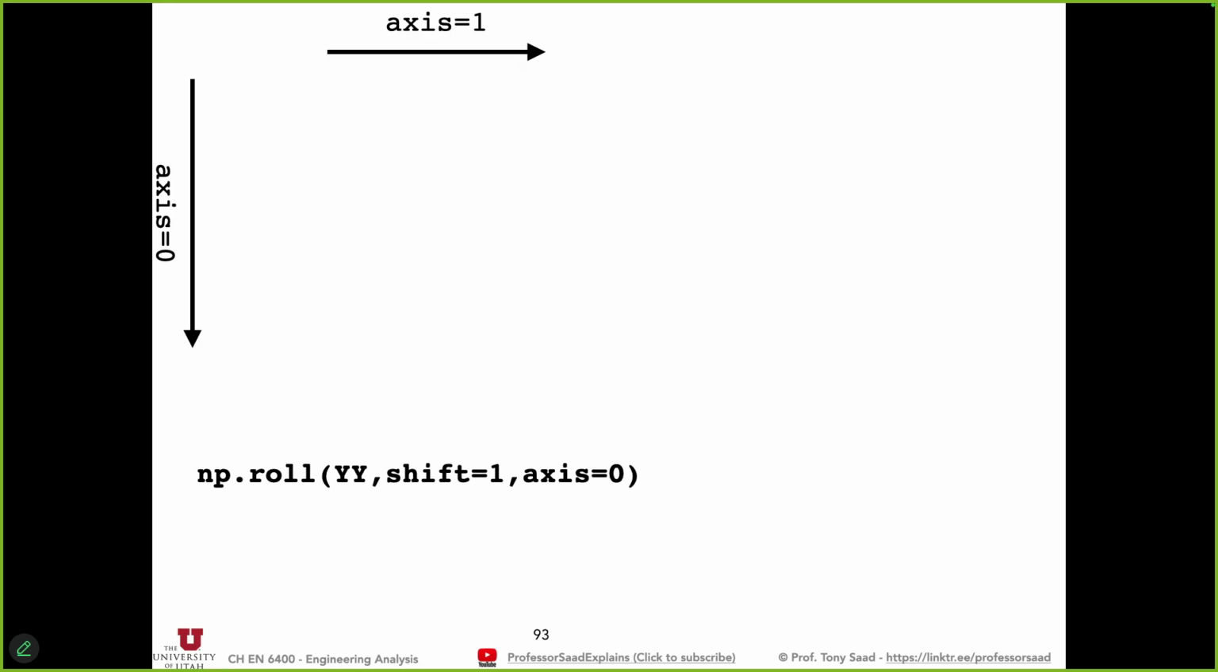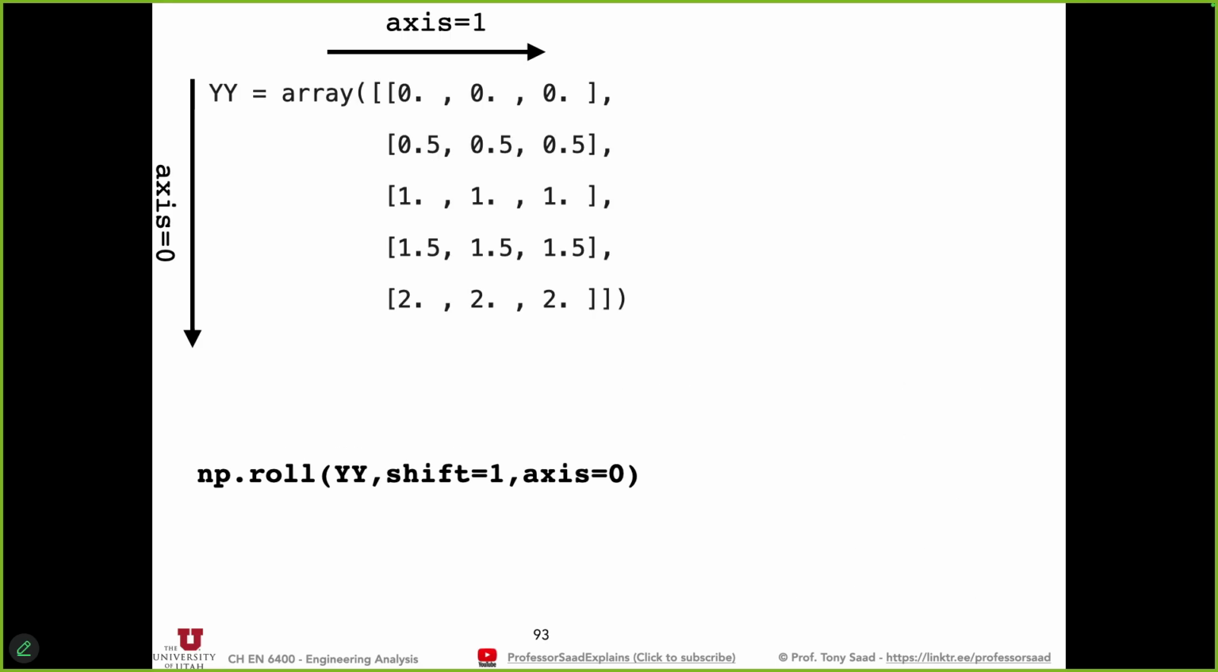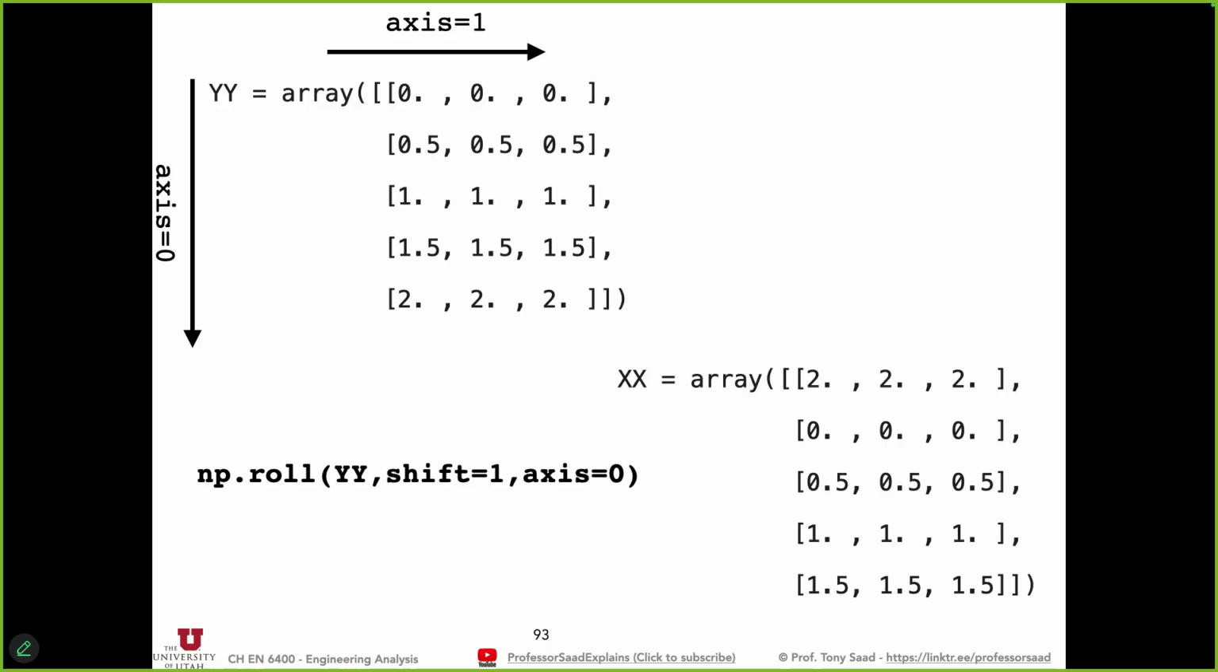Now what would happen along axis equals 0? This is the YY array. Assume now we're discretizing in the y direction, so this would be advection in y or diffusion in y. Again, each term you treat as if it's a one-dimensional discretization, but you just have one more dimension to carry along. So if we roll this by +1 along axis equals 0, it will move everything down by 1. The first entry becomes the second entry and so on, and the last entry is rolled all the way to the front. Does this make sense?